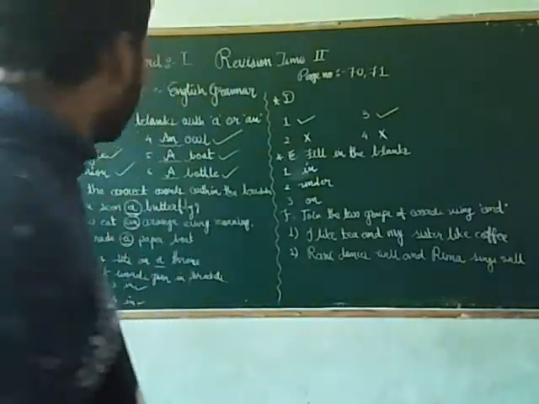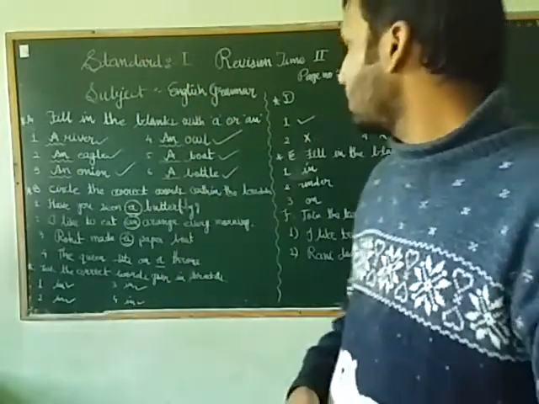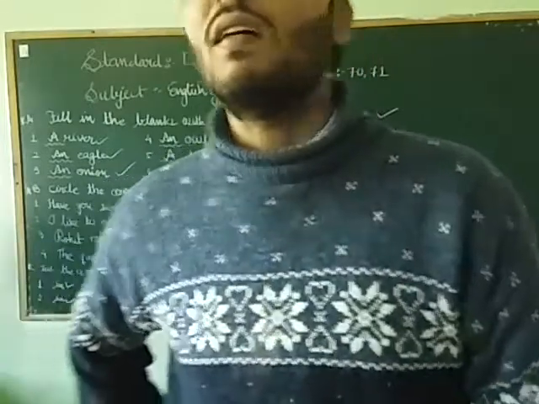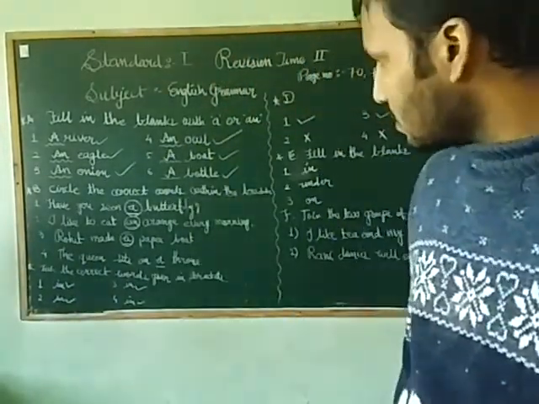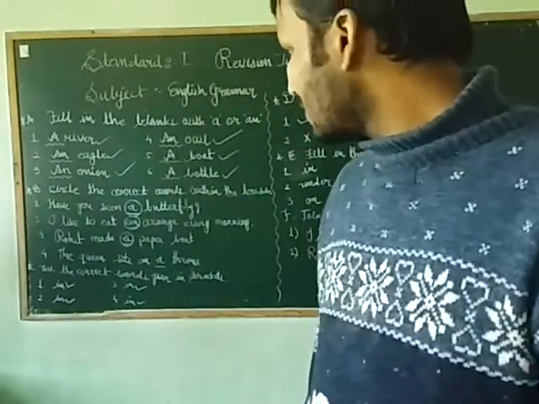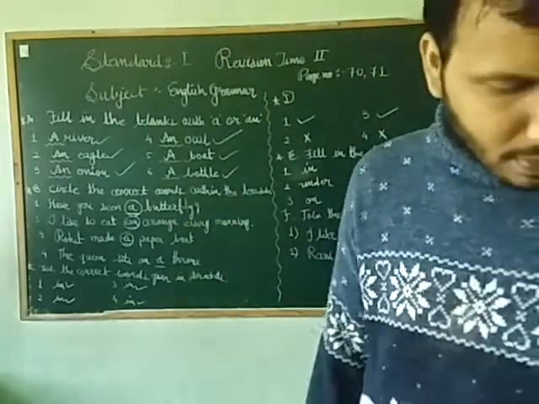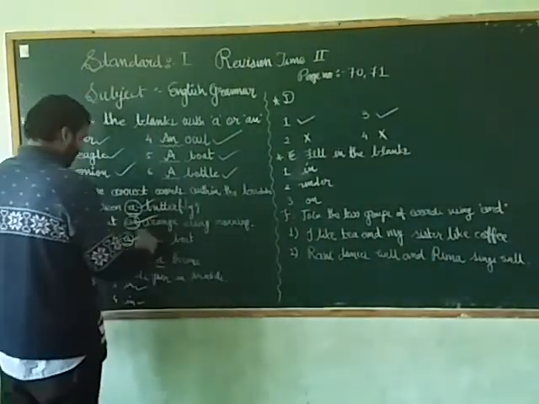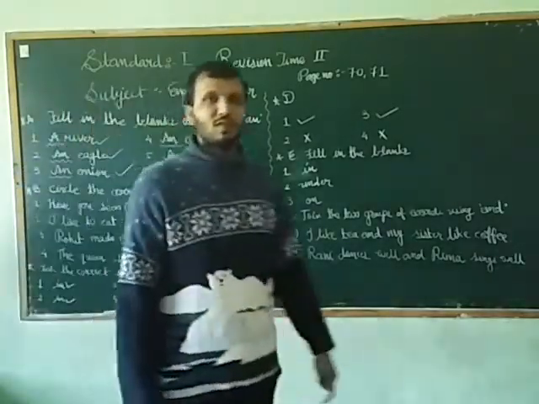So answer is an. Third number, Rohit made a paper boat. Rohit ने एक paper boat बनाई. So answer is a. And fourth number, the queen sits on a throne. Answer is a. Okay. So again, first number answer is a, second number answer is an, third number a, and fourth number again a. Okay. So these are the answers.